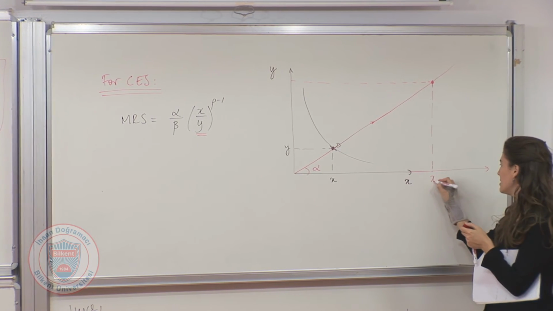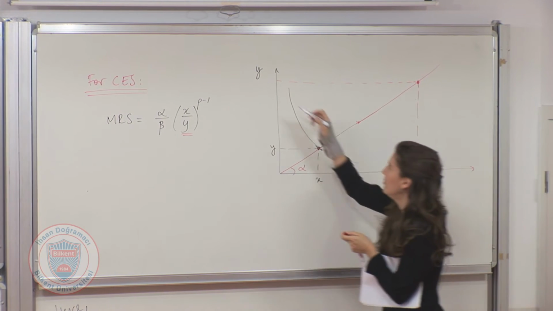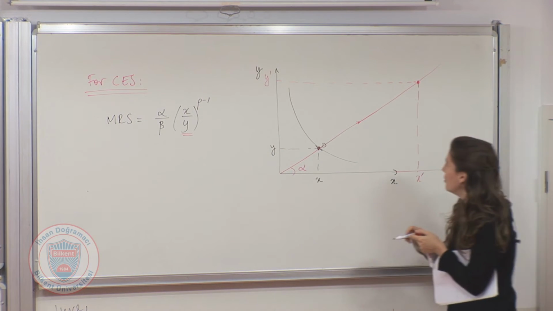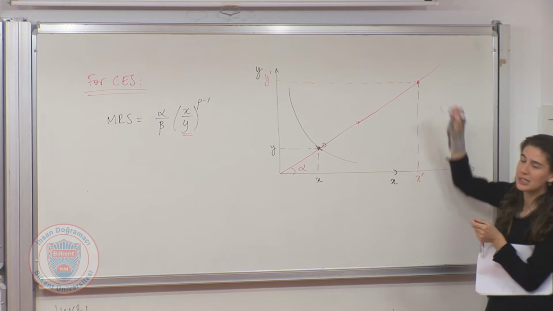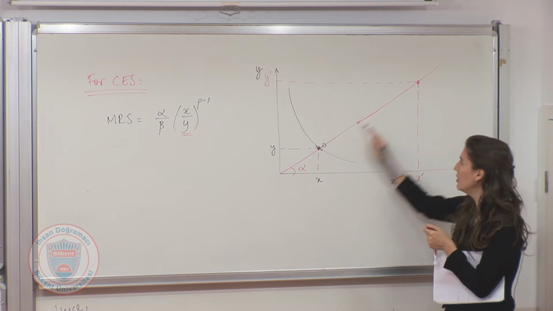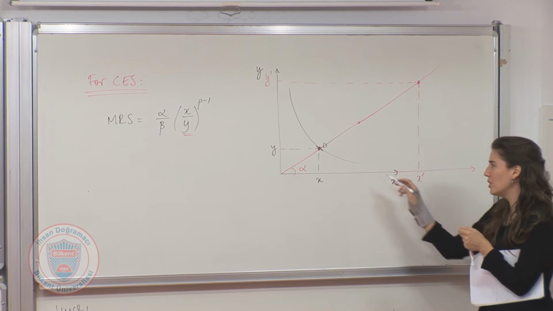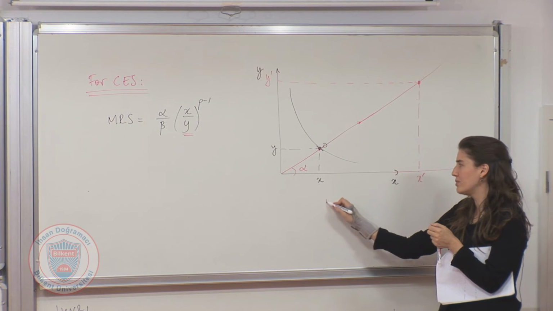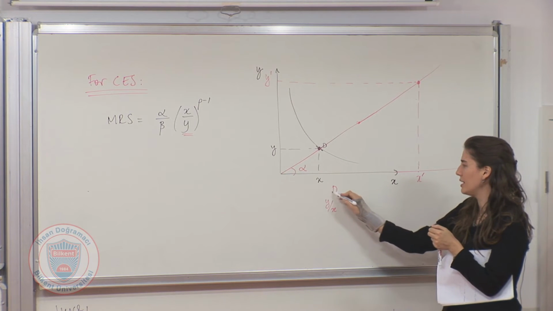So let's call this x prime, y prime. What is the ratio of y to x here? Is it the same or different? So you said that it's there along the same ray, right? So here at point D, it's y over x, right, at point D.